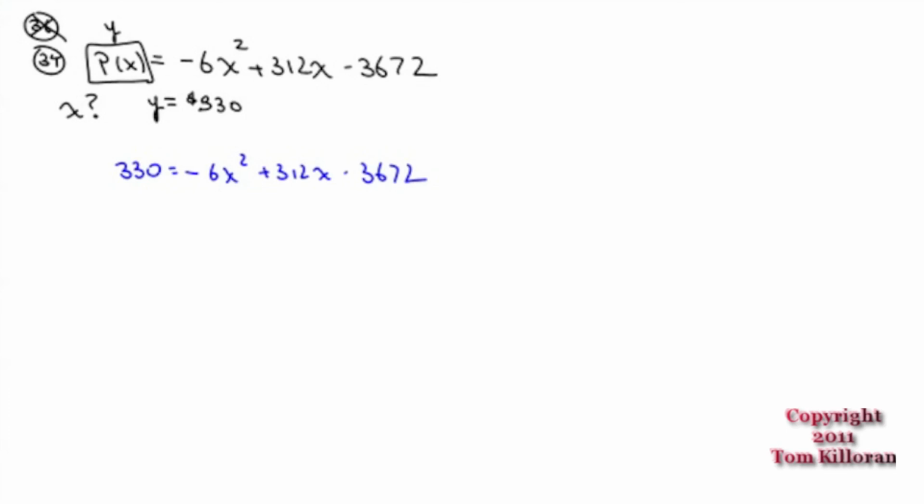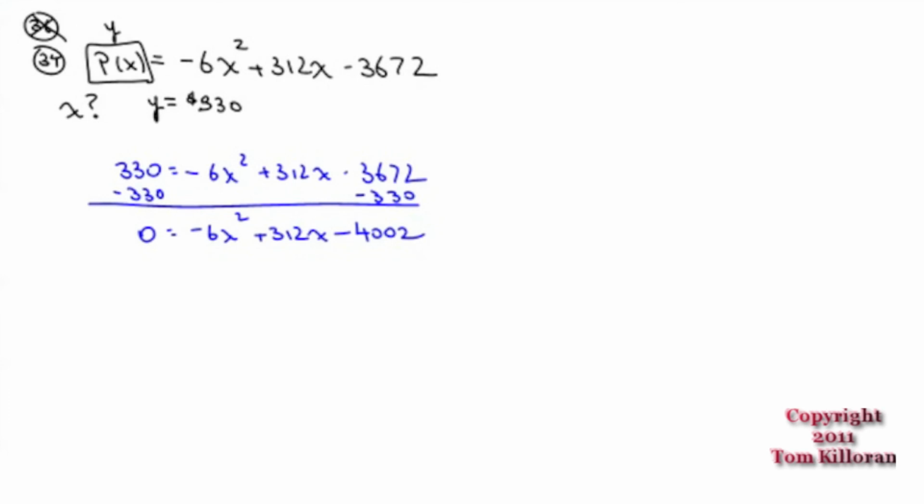How do I solve this equation? Set to 0. Get it equal to 0 first. So subtract 330 from both sides to get it equal to 0. So we get 0 is equal to negative 6x squared plus 312x minus 4,002. Okay. What should you try first before doing anything? Try pull out a greatest common factor. In other words, does 6 go into every number up here? If it does, that'd be wonderful. If it doesn't, at least 2 goes into it.